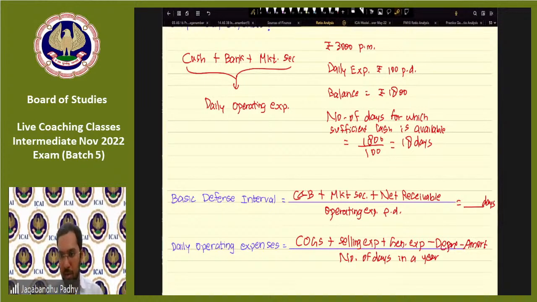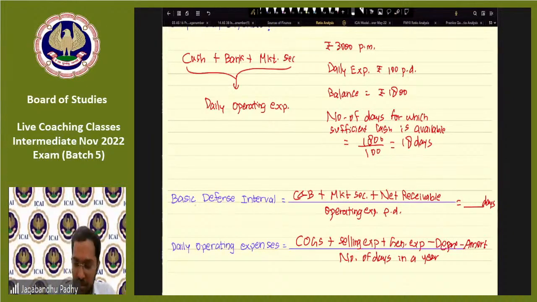Tanvi is asking, why have you taken net receivables in basic defense interval? Okay. I have taken this net receivable because this is what I'm going to receive in future, right? I need not pay my operating expenses immediately. I'm going to pay the operating expenses in a gradual term. So during that gradual term, I'll be able to recover this money at the earliest. Therefore, the formula takes the net receivable in the numerator.